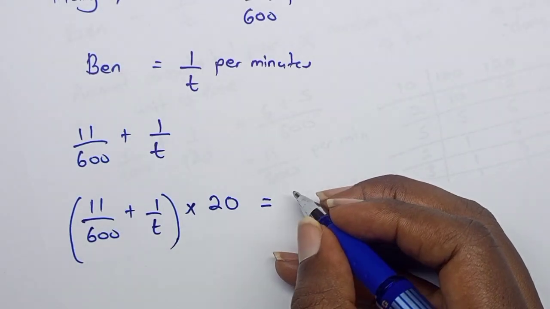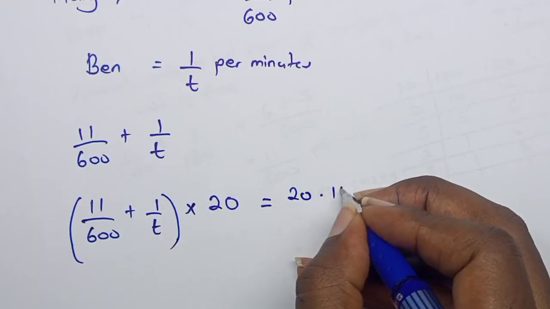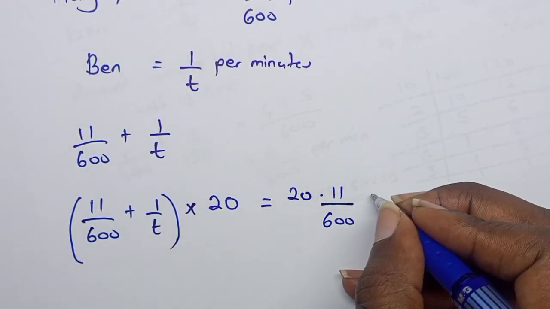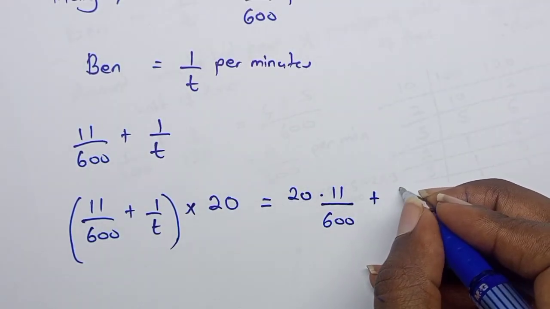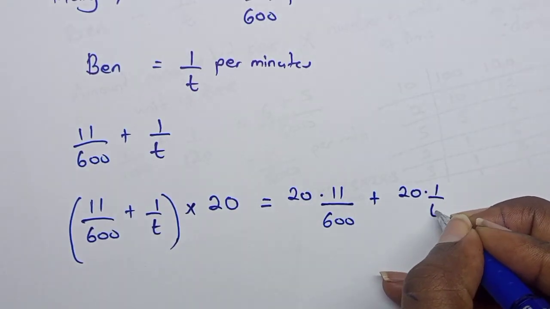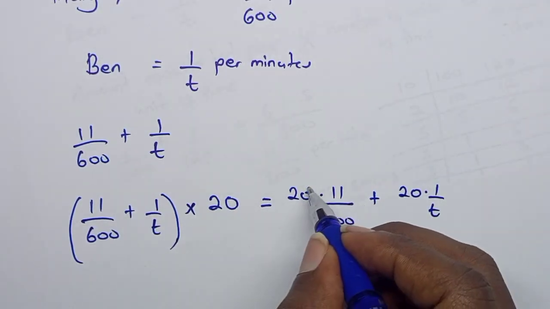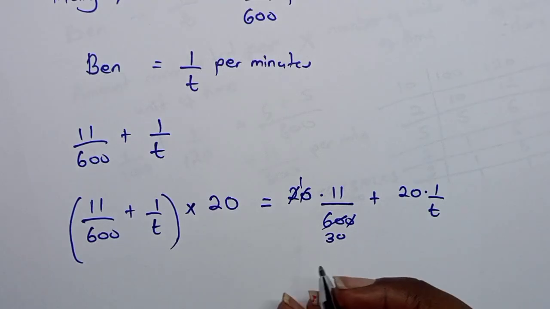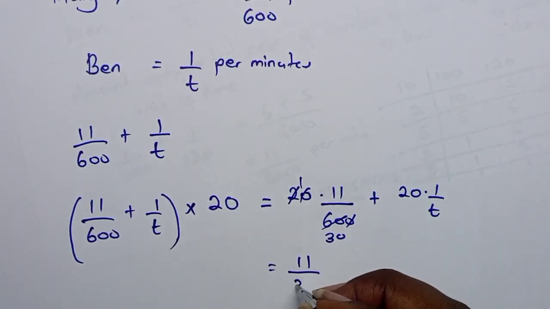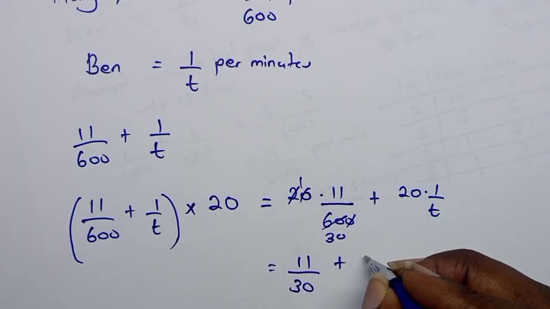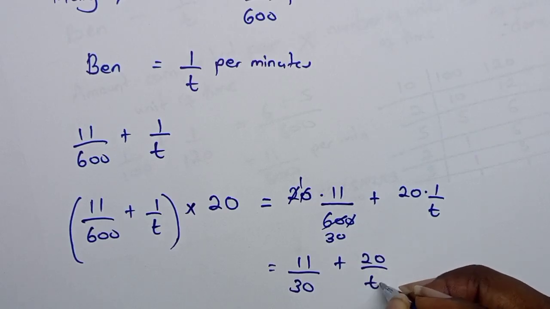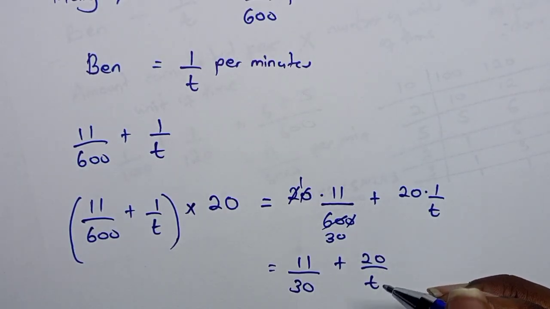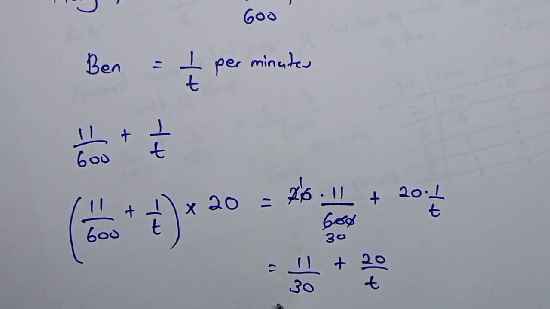20 times 11 over 600 plus 20 times 1 over T. So this cancels with this to get 30. So we have 11 over 30 plus 20 over T. So this is the fraction of work that they accomplished when the 3 of them worked.